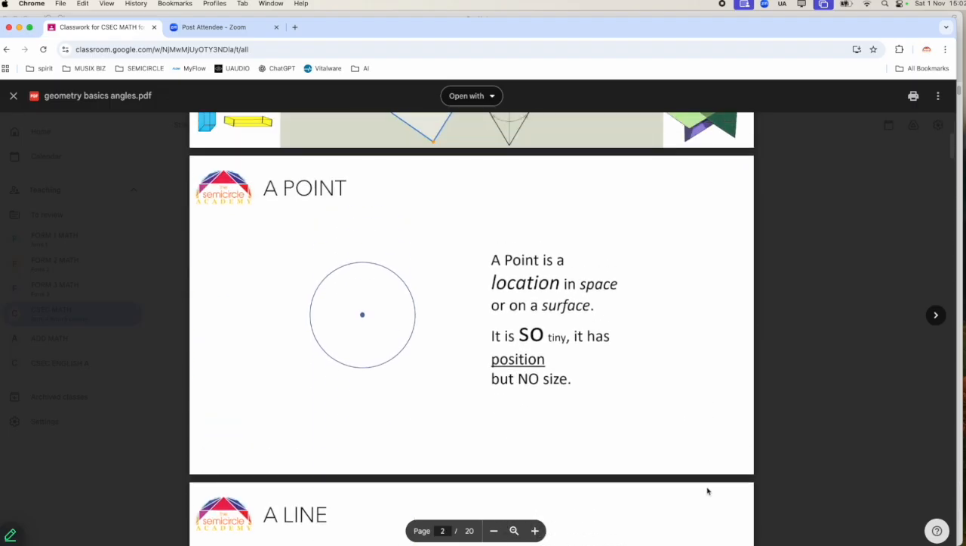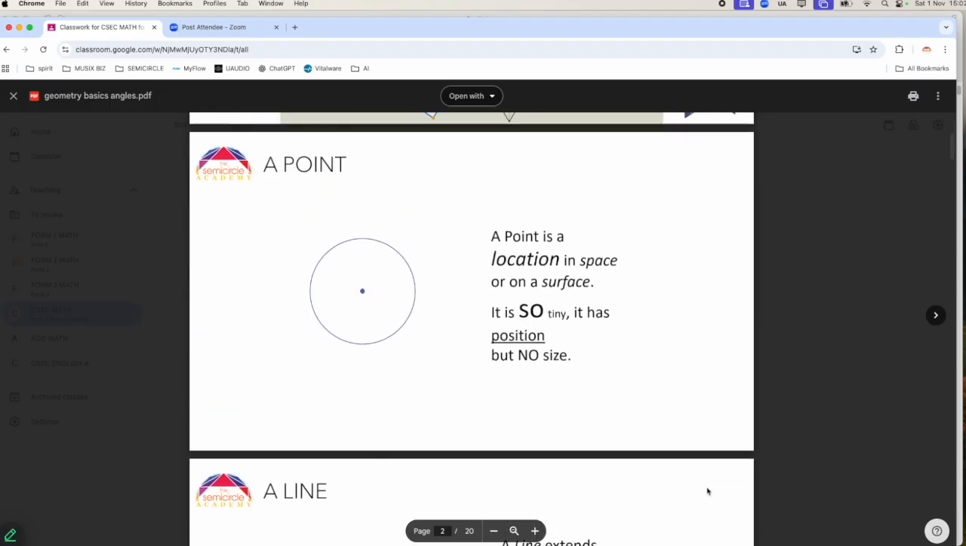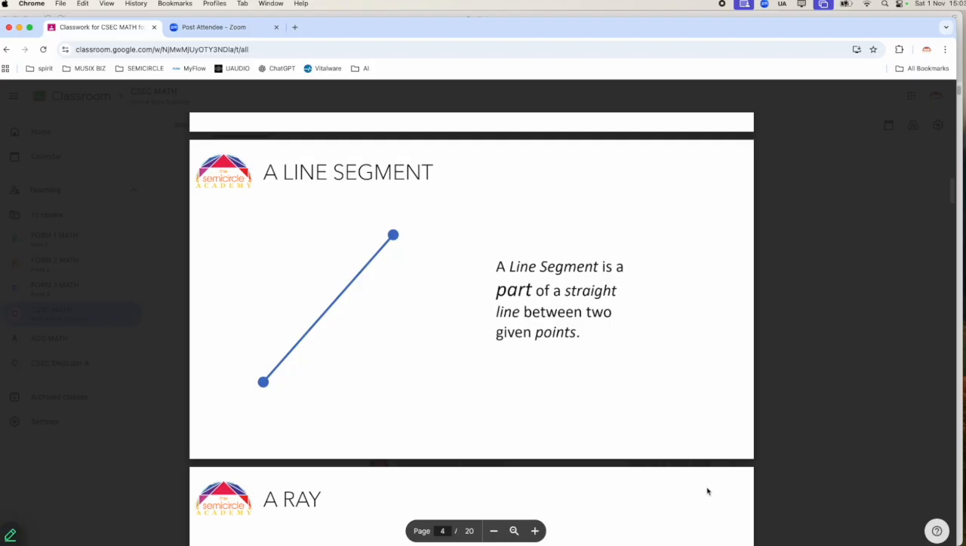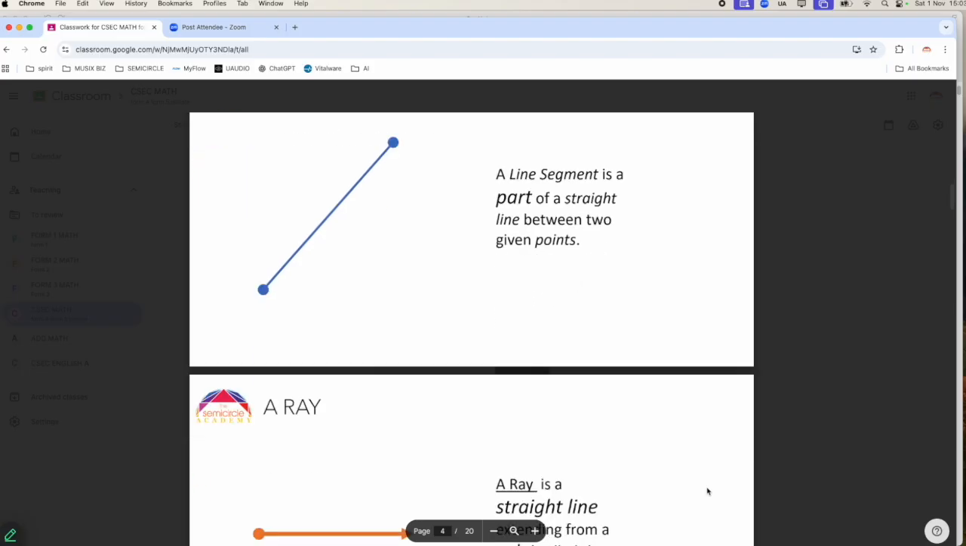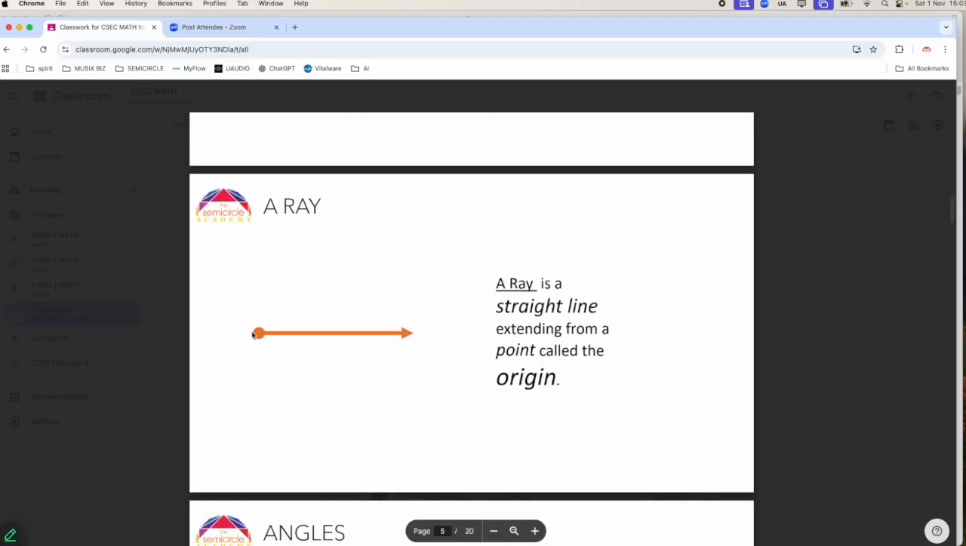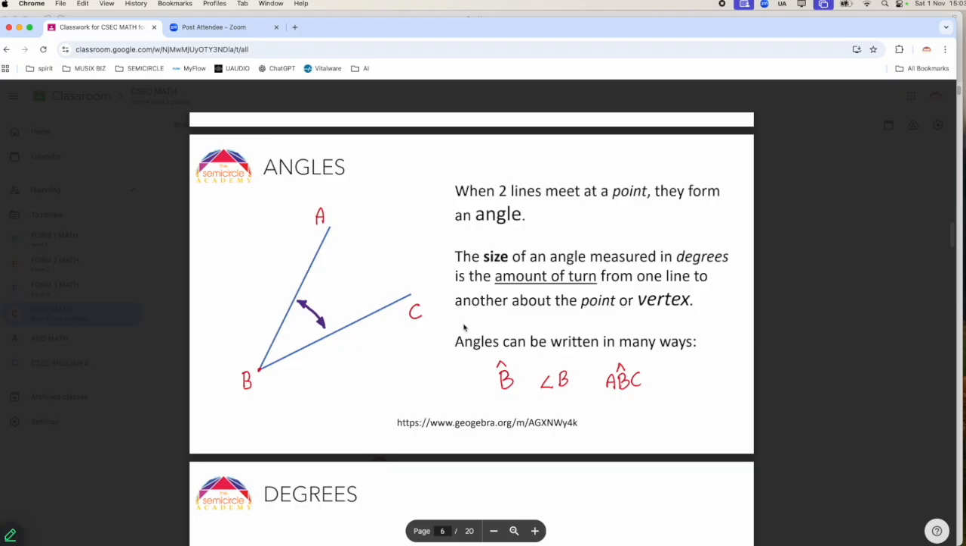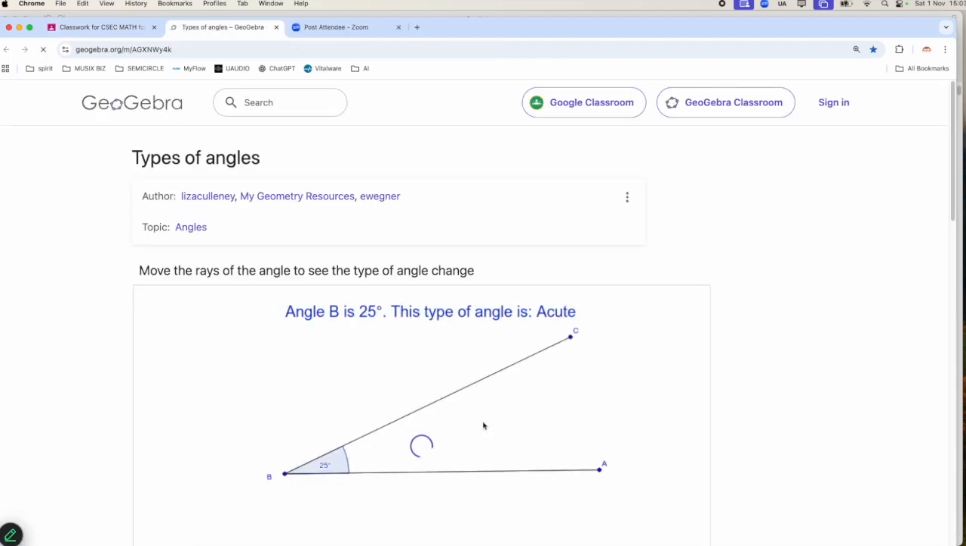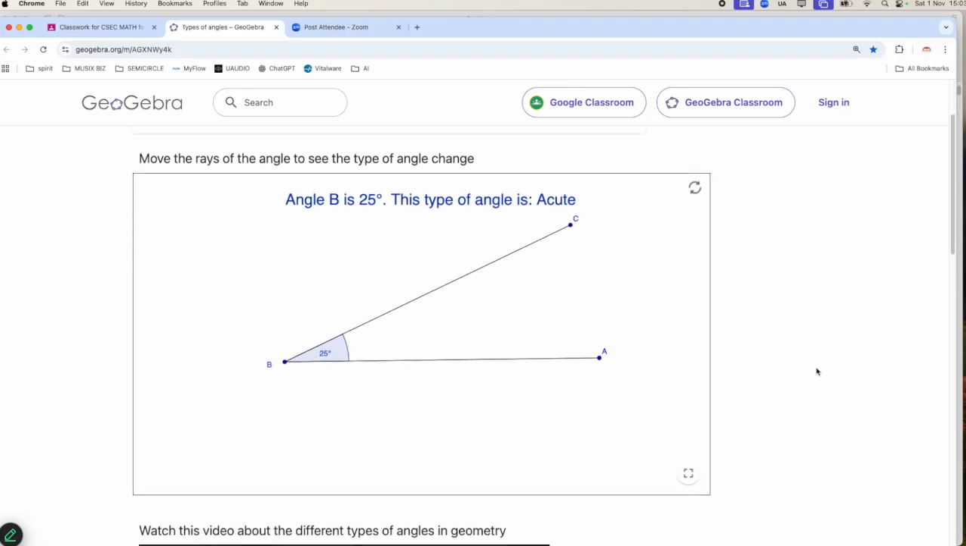We talked about a point, and we started geometry from the very beginning, the ABCs. We talked about a line. We talked about a line segment between 2 points. A ray is from a point outward. And then we started to talk about angles, and you can see here that we have these links here, and if you click these links, you're gonna get things to play with.